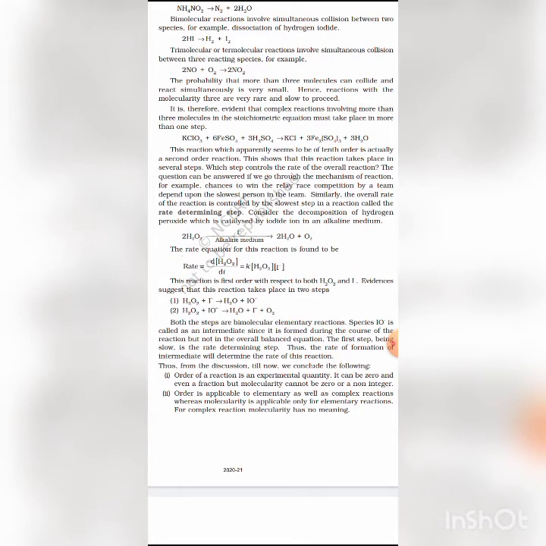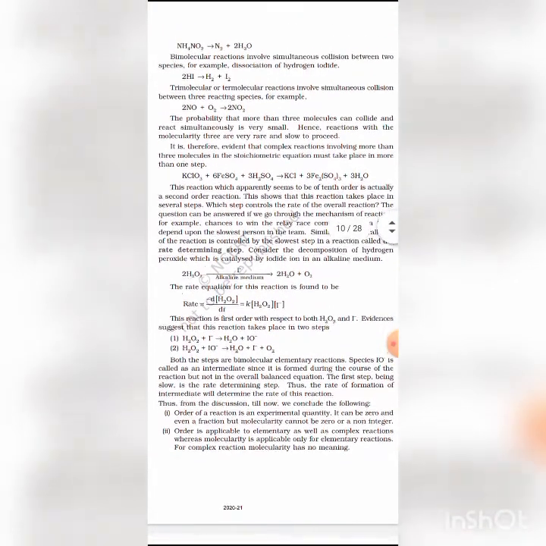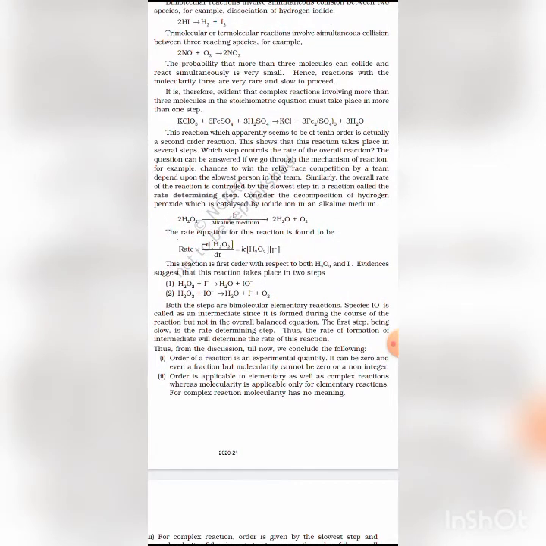And zero order reaction, student. In such reactions the rate remains constant throughout the course of the reaction, that is, the rate doesn't change with the change in concentration of reactants. For example, H2 plus Cl2 giving 2HCl, or 2HI decomposing to H2 plus I2, or 2NH3 giving N2 plus 3H2. These are all examples of zero order reactions.